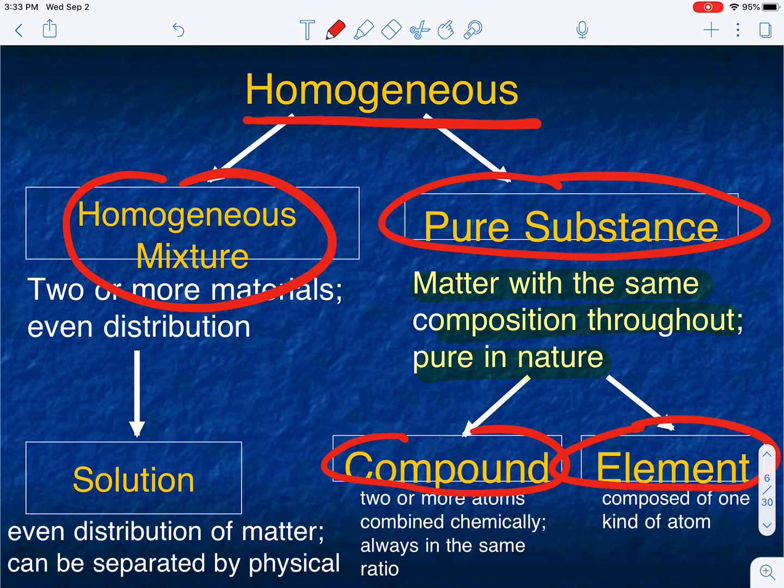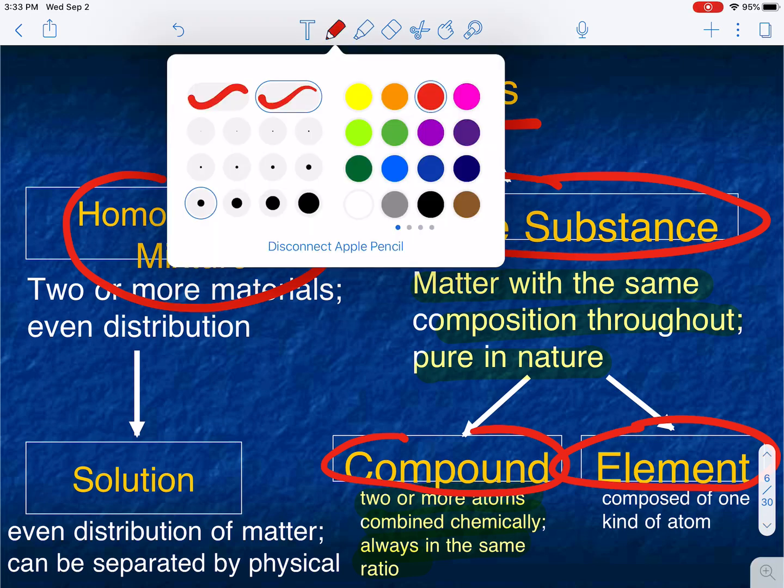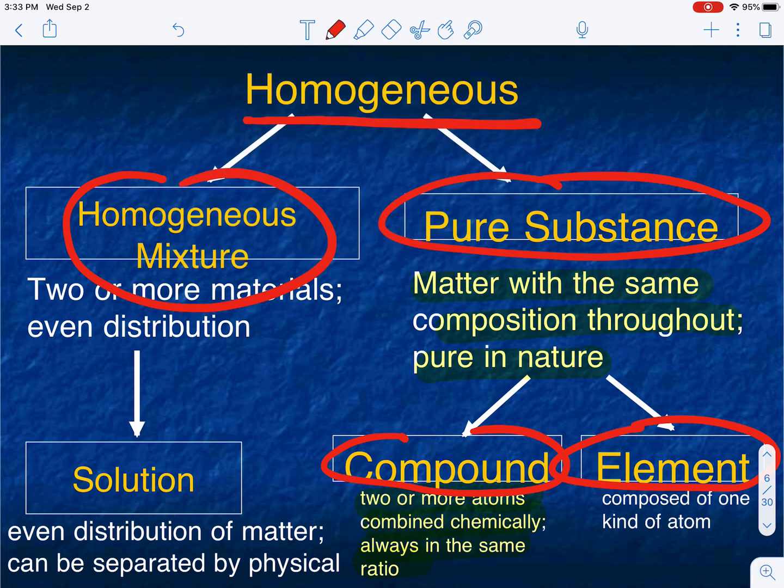We already know that elements are composed of one kind of atom, and a compound is two or more of these atoms combined chemically. A simple example would be good old table salt, sodium chloride. That is a compound. This compound is a pure substance. It chemically is the same whether I find it here on the top of a mountain or on the bottom of the ocean. Sodium chloride is the same no matter what, okay?